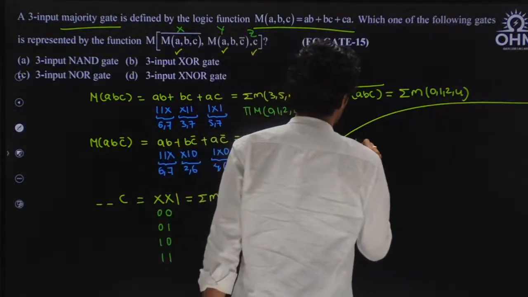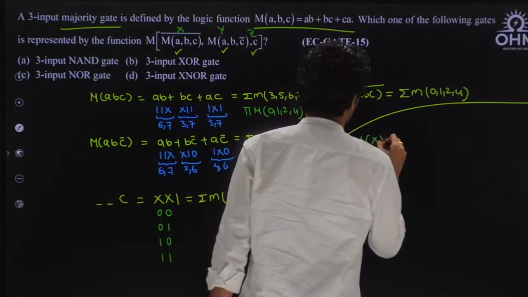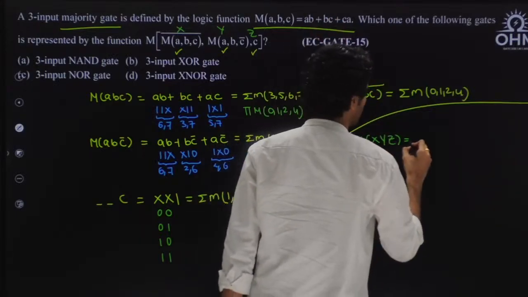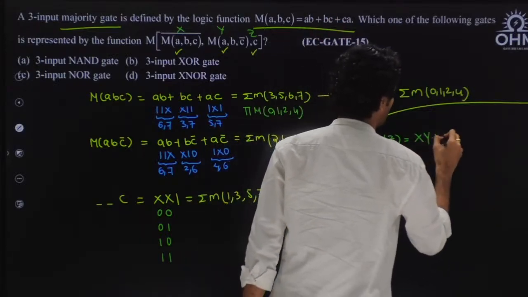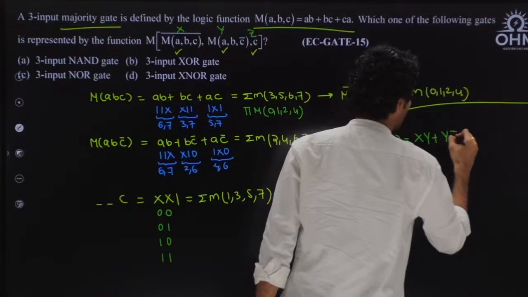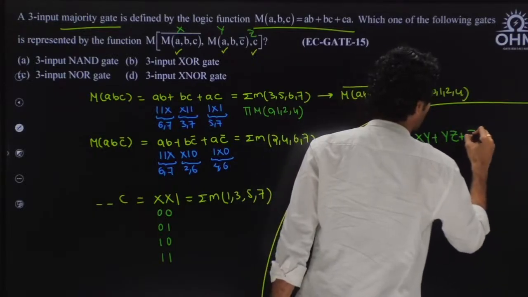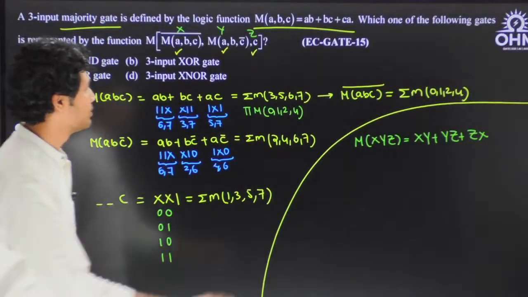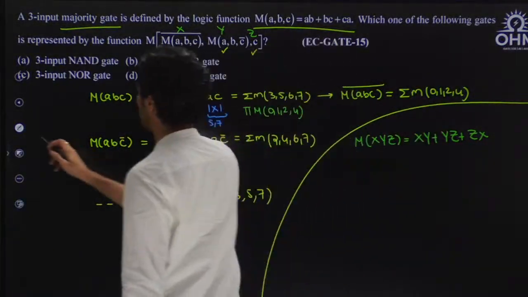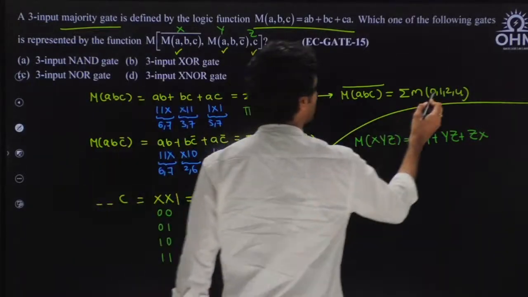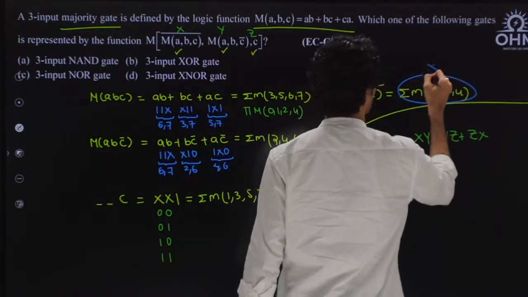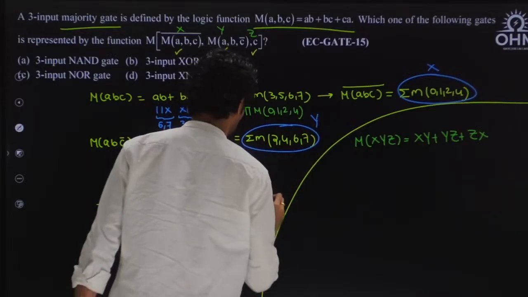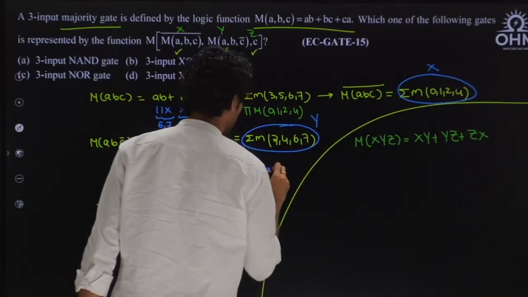Then what is M of x, y, z? M of x, y, z becomes equal to, on the basis of this formula, x into y plus y into z plus z into x. So this is basically the function x, the first one. And this is basically the function y. And this is basically the function z.